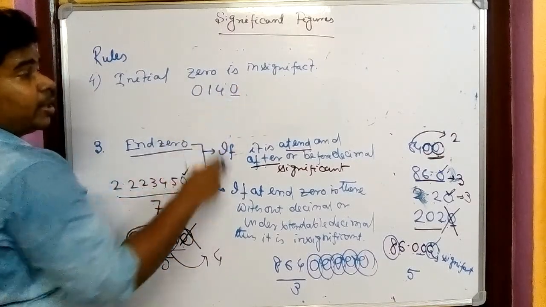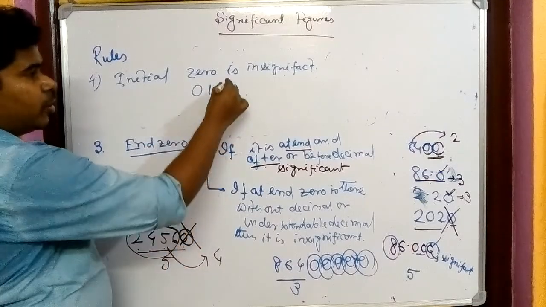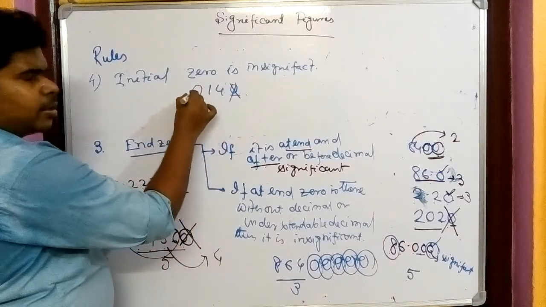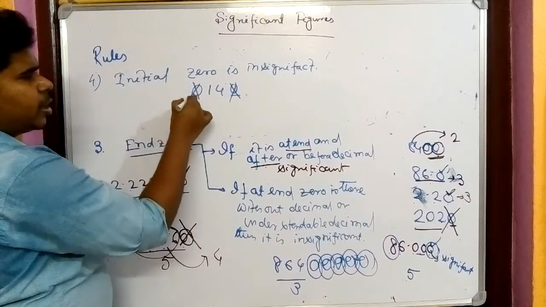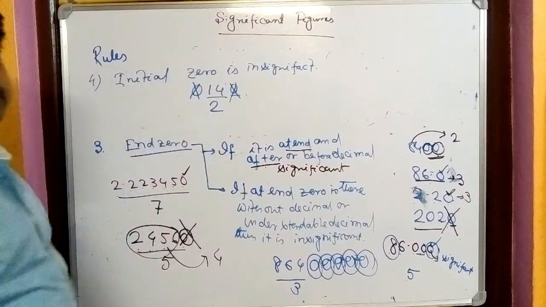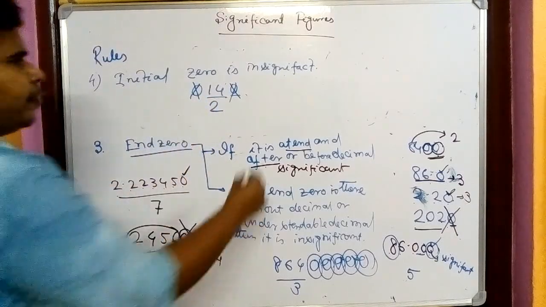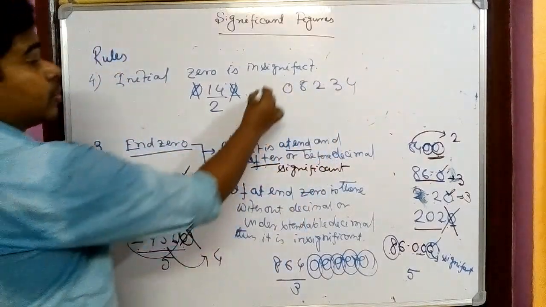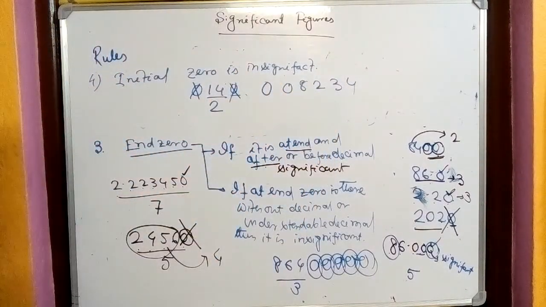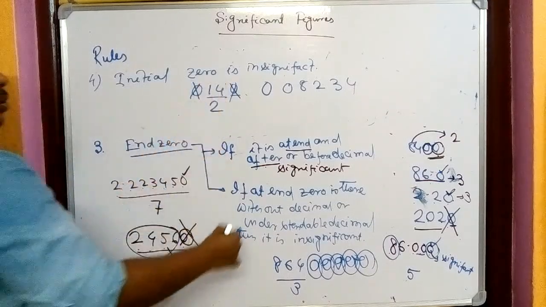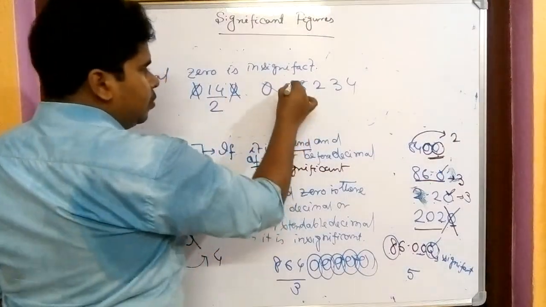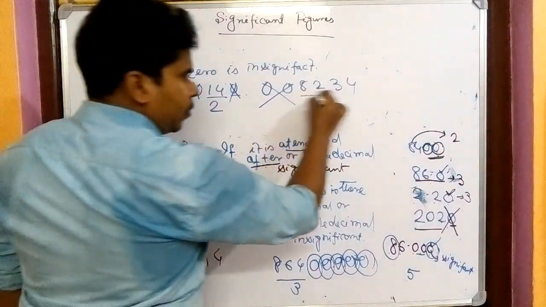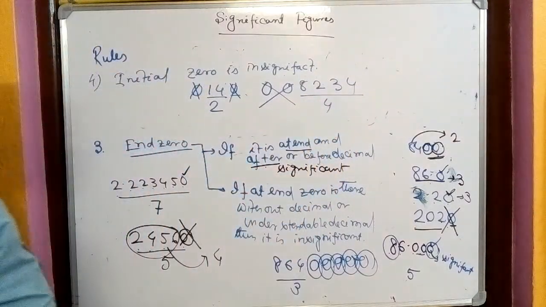No decimal point is there, so it is insignificant. This 0 is at the start, so it is insignificant, so the number of significant figures is 2. If it is 0, 8, 2, 3, 4, or 0, 0, 8, 2, 3, 4, here also the initial 0 is insignificant. Significant figures are 8, 2, 3, 4.